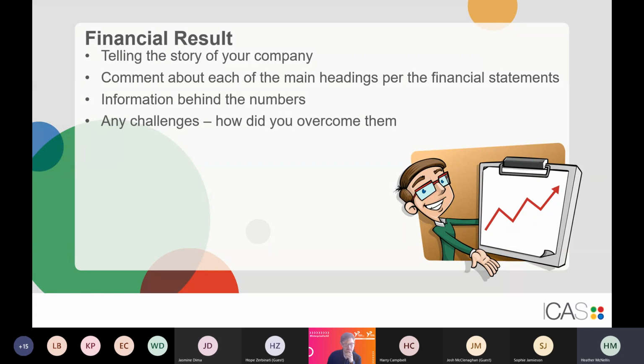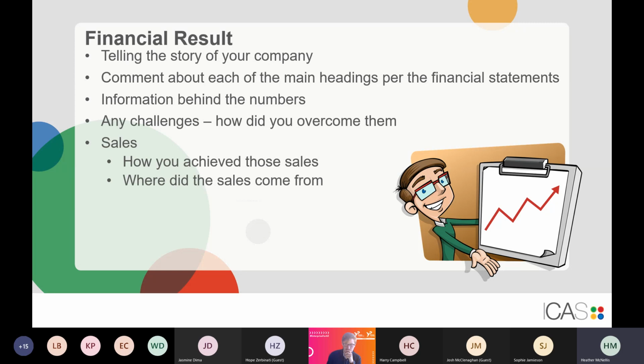So telling the story of what's happened throughout the year, or the month, sorry. In terms of your sales, how you achieved those sales, where did they come from, the trend in the sales. Now, I'm about to look at this in the next slide, but I wanted to think about the trend. I wanted to look at adding maybe a graph, thinking about what months did you sell in, what was the trend there.